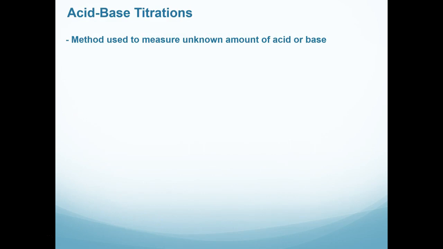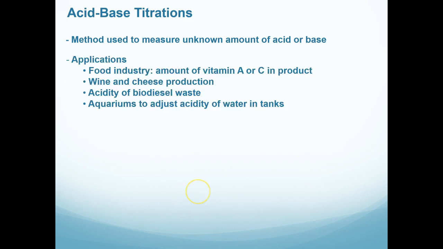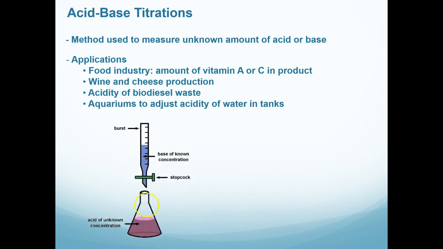So that brings us to acid-base titrations, and that's exactly what we did. It's a method used to measure an unknown amount of acid or base, or an unknown concentration of it. And it has many applications. So in the food industry, if we're thinking about biodiesel waste, aquariums, making sure the acidity is adjusted properly.